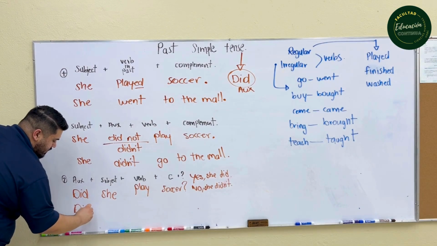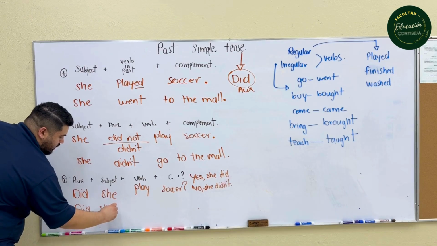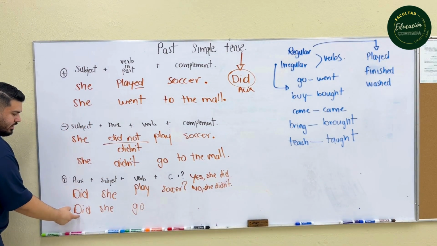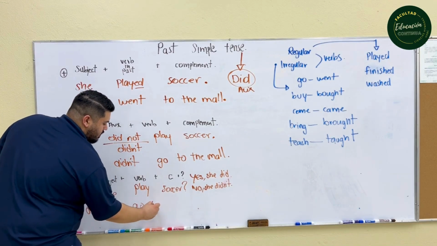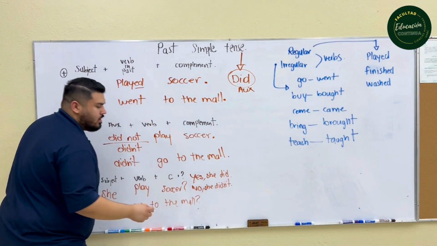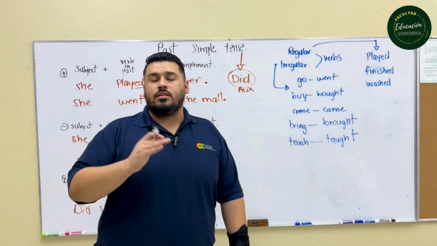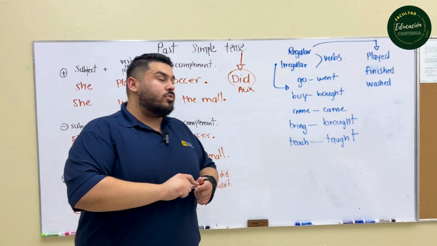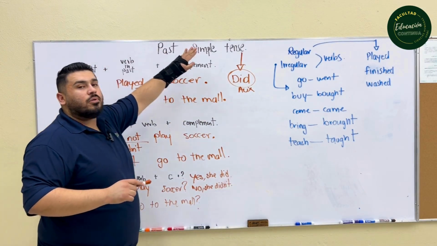Did she go? Because we have the word did. Did she go to the mall? Did she go to the mall? Yes, she did. No, she didn't. And that's all. This is the way that we're going to use the past simple tense.